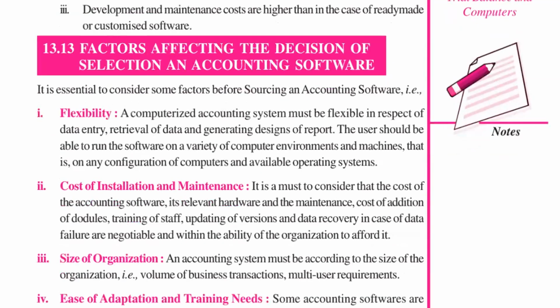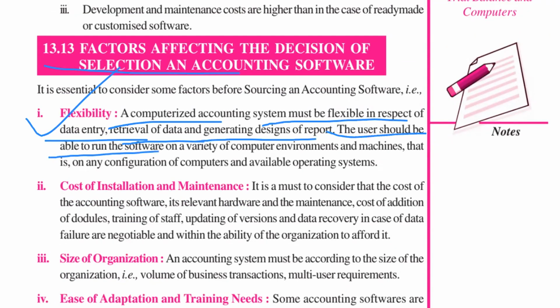Okay. Then see, factors affecting the decision of selection of an accounting software. What are the factors that affect the decision of selecting an accounting software? See, the first one is flexibility. It means what? A computerized accounting system must be flexible in respect of data entry, retrieval of data, and generating and design of reports. So the user should be able to run the software on a variety of computer environments and machines, that is, on any configuration of computer and available operating system.